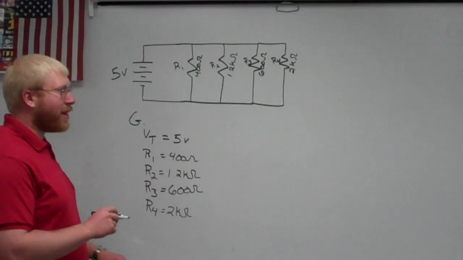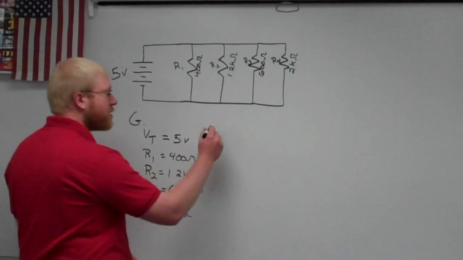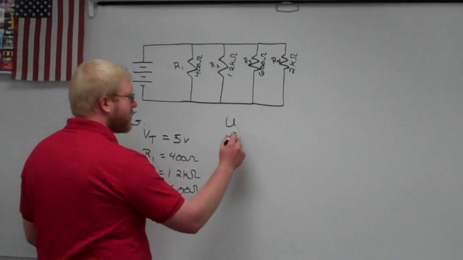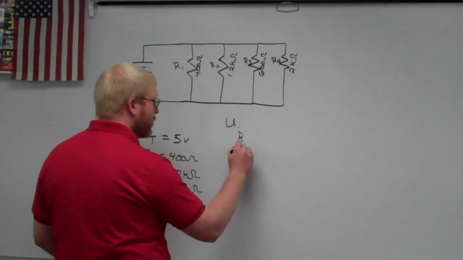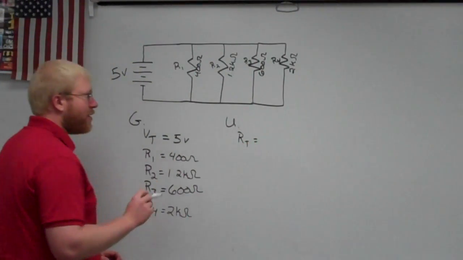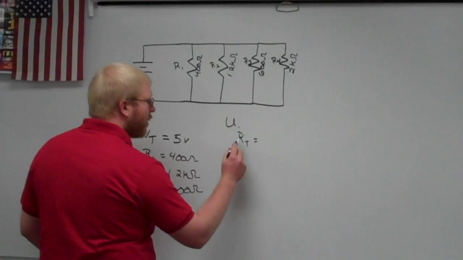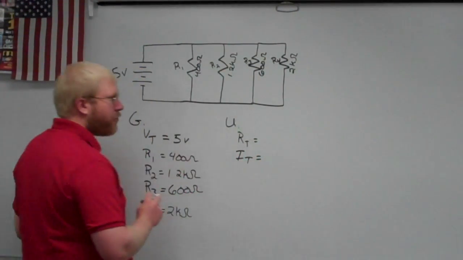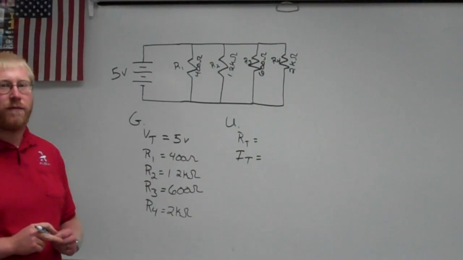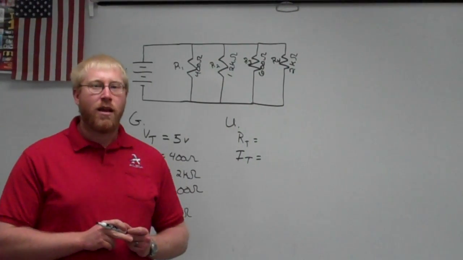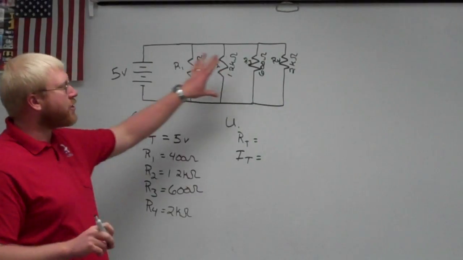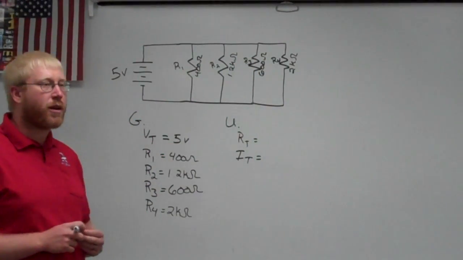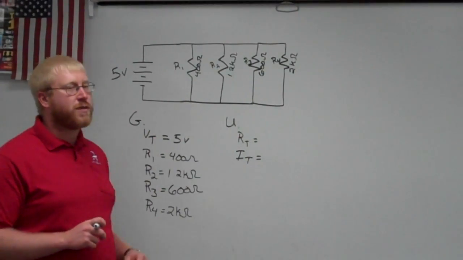The next thing in GUESS is a U for unknowns. So if I put a U here, we do not know our resistance total, RT. We do not know our current total. Then, remember, in a parallel circuit, voltage stays constant. The voltage throughout this entire circuit is going to be 5 volts. The thing that changes is current. So we're going to have different currents at each resistor.